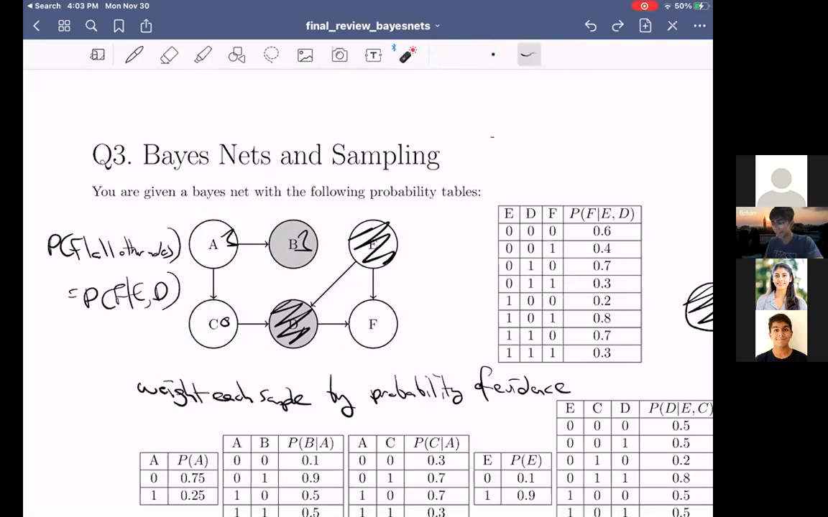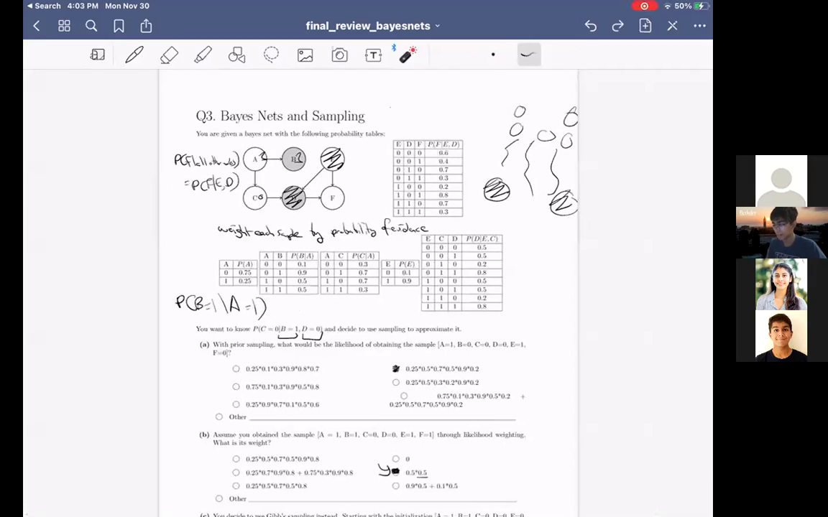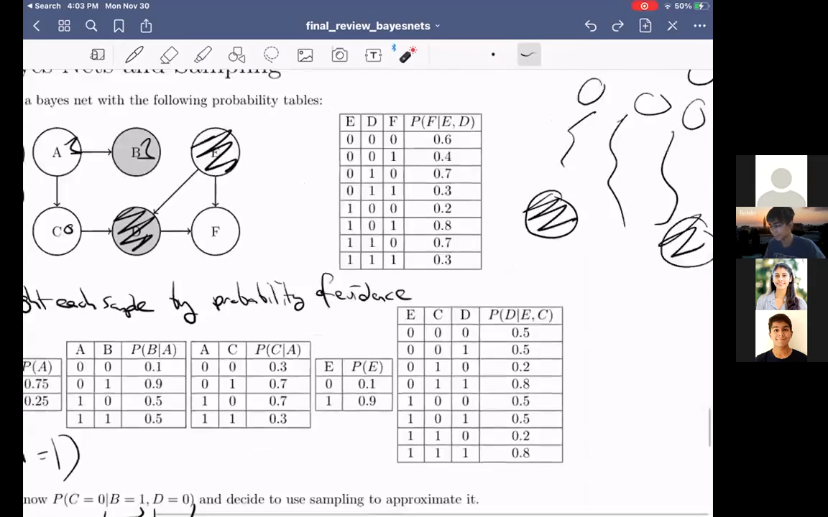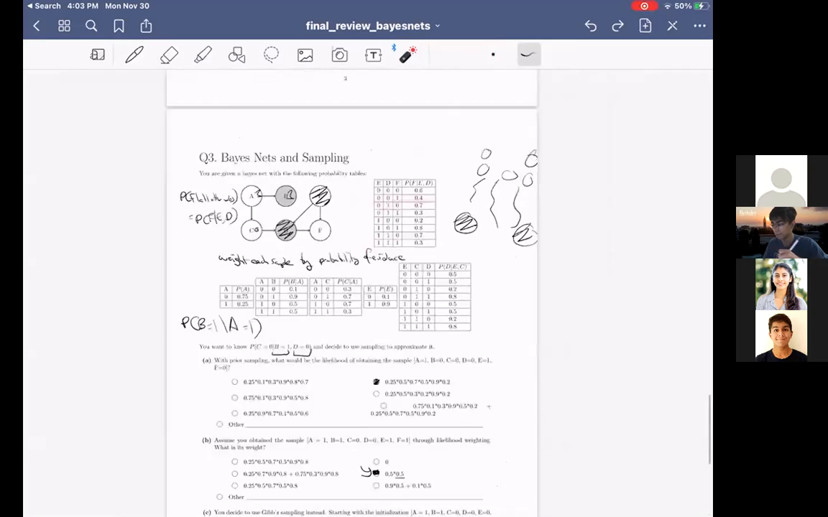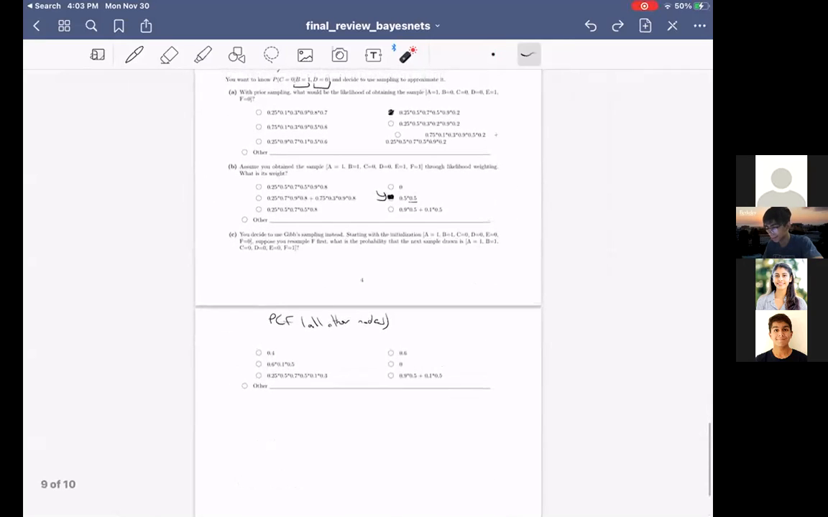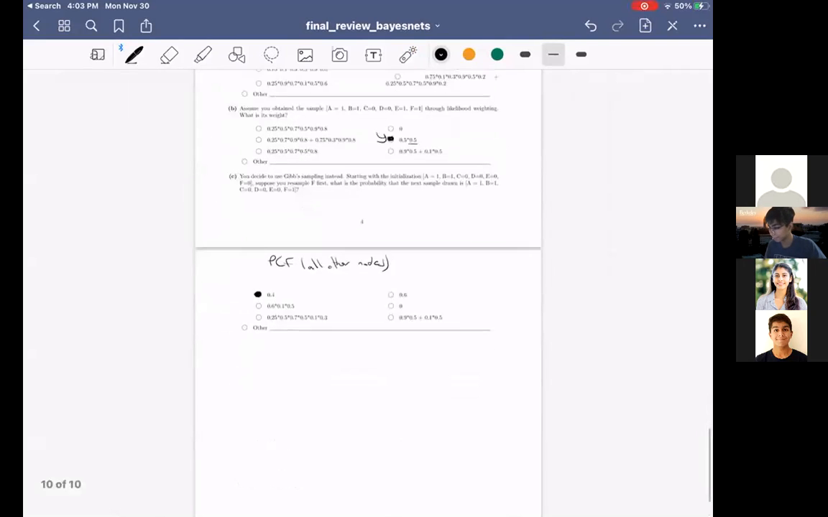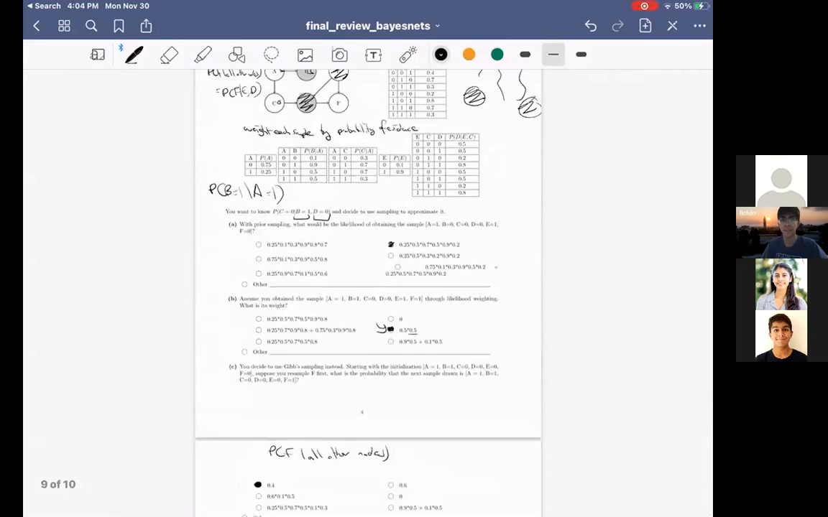Yeah, so in this case, that's true. So F given E comma D, we can just look at the table, and Shreyan's pointed out it's 0.4. I believe him, so I will circle that one. All right, that's it for this part. Any questions?